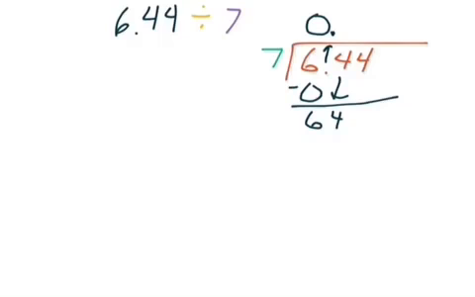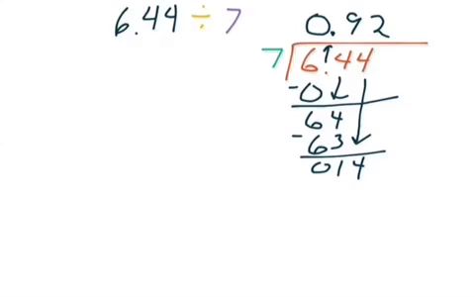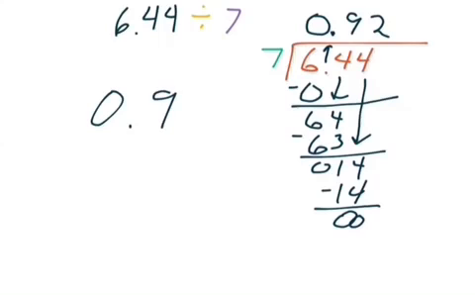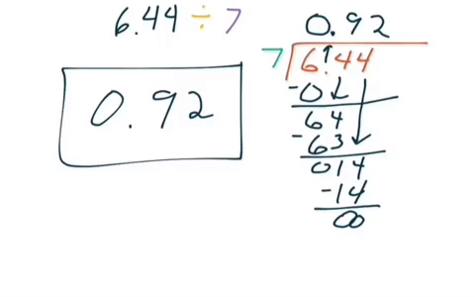Now 7 into 64. Well, 7 times 9 would get me 63. Gets me close. And then 4 minus 3 is 1. 6 minus 6 is 0. And then I bring down my 4 here. 7 goes into 14 evenly 2 times. 7 times 2 is 14. And that cancels out here. So my answer is 92 hundredths, 0.92. I did put my decimal in the right place and got my accurate answer.